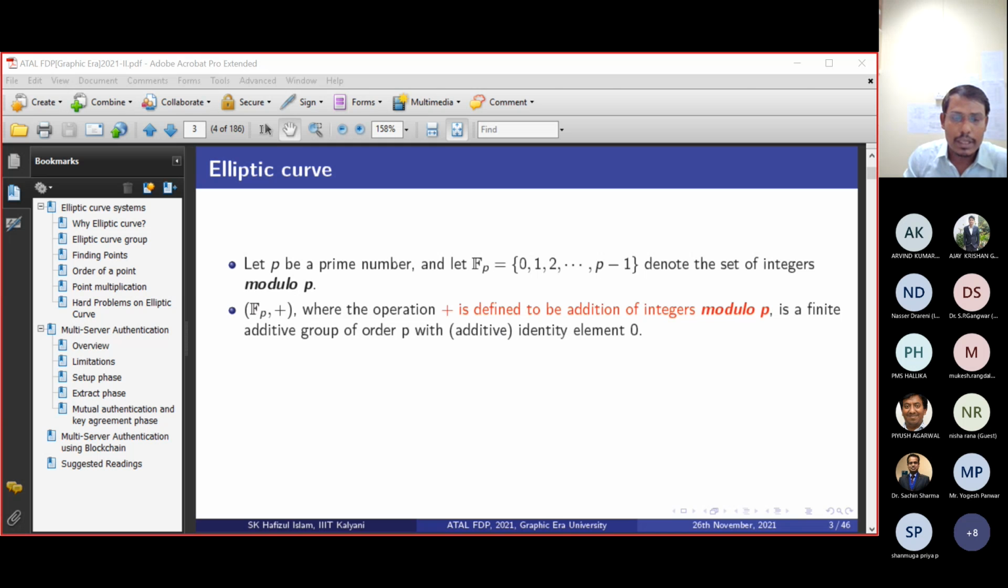Inverse. Inverse means if I say A prime is the inverse of A, then A plus A prime is equal to E. E is the identity element. In this case, that is 0. So obviously A prime is nothing but minus A, because minus A plus A is equal to A plus minus A, which is the 0 element. So these are the four properties satisfied by this set. So this set is called the group.